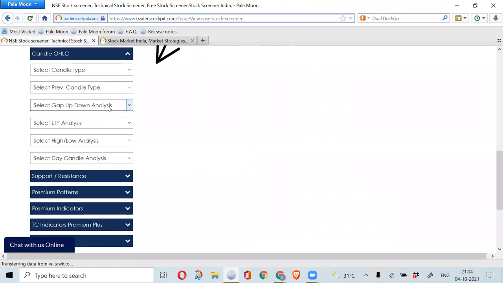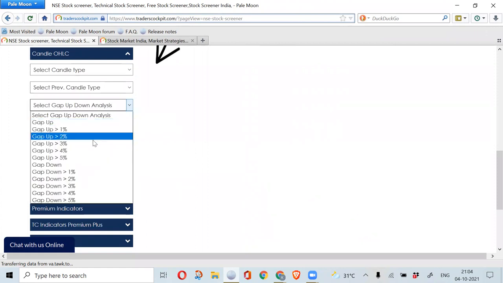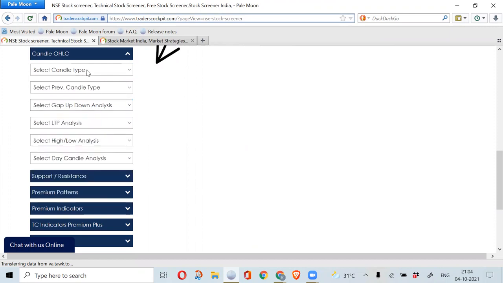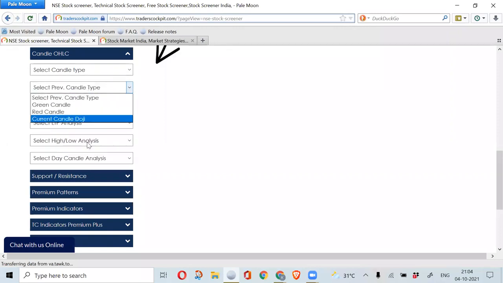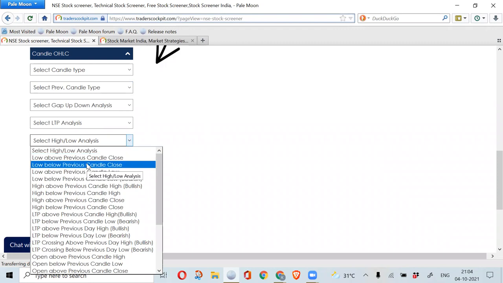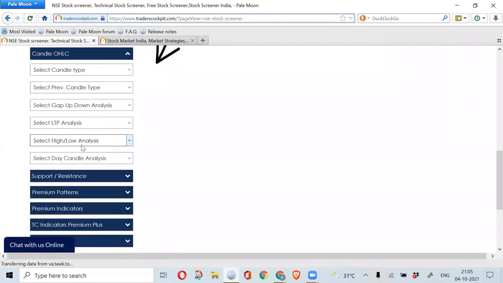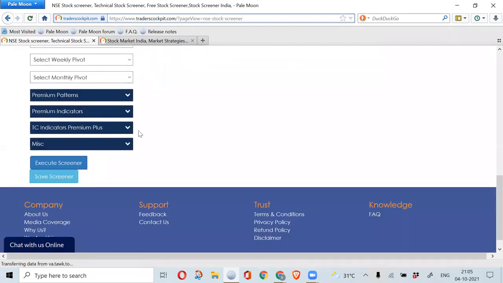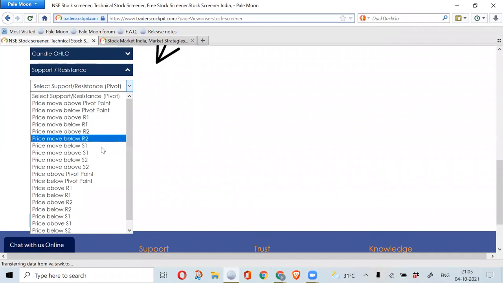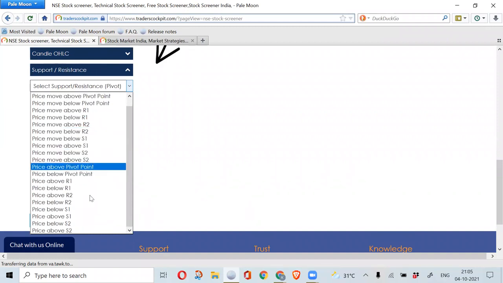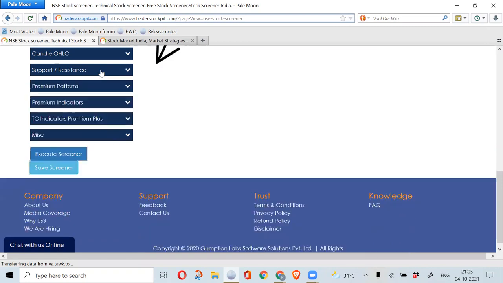So for example, if you want to do gap up or gap down analysis, how much gap up has happened, how much gap down has happened, we can screen based on that. We can screen based on the present candle, we can select based on the previous candle, or else candle open, high, low, close analysis, like LTP crosses previous day's high, LTP crosses previous day's low. Those conditions are also available. And then support and resistance conditions like S1, S2, R1, R2, price moving around S1, S2 and R1, R2, we can screen based on that.